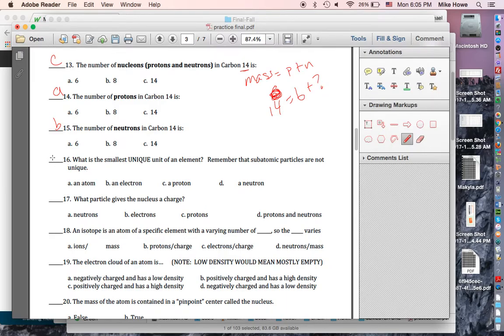Smallest unique part of an element would be an atom. You see, electrons and protons and neutrons are all smaller, but they're not unique to a particular element. So the key word there was unique. So the answer is A.